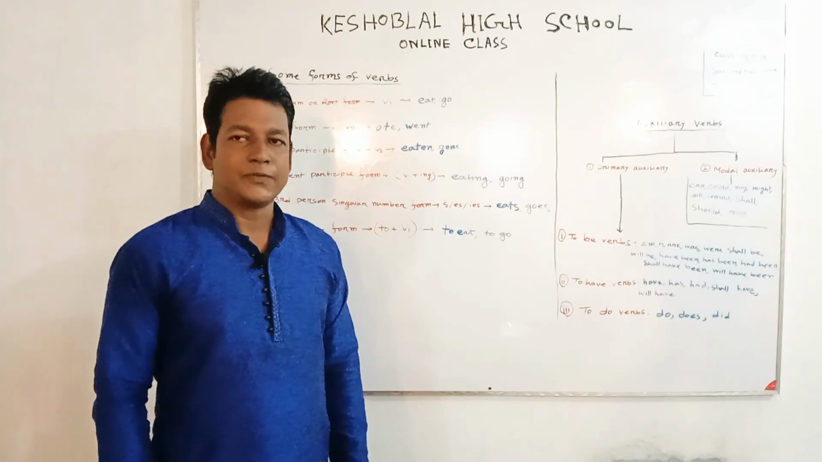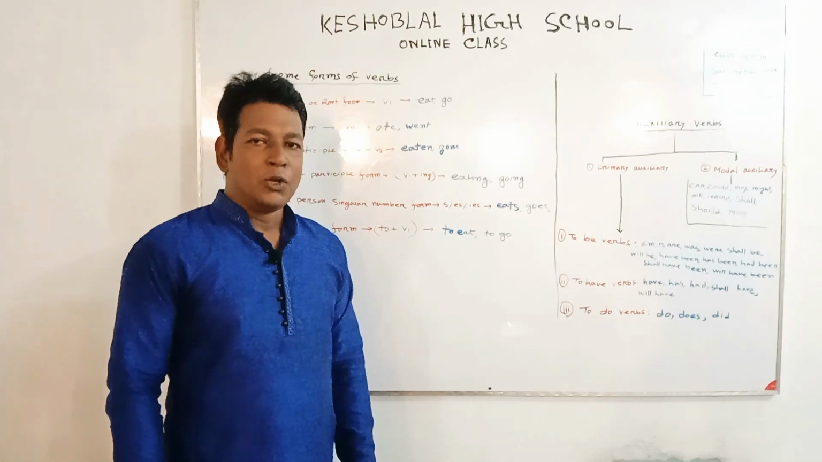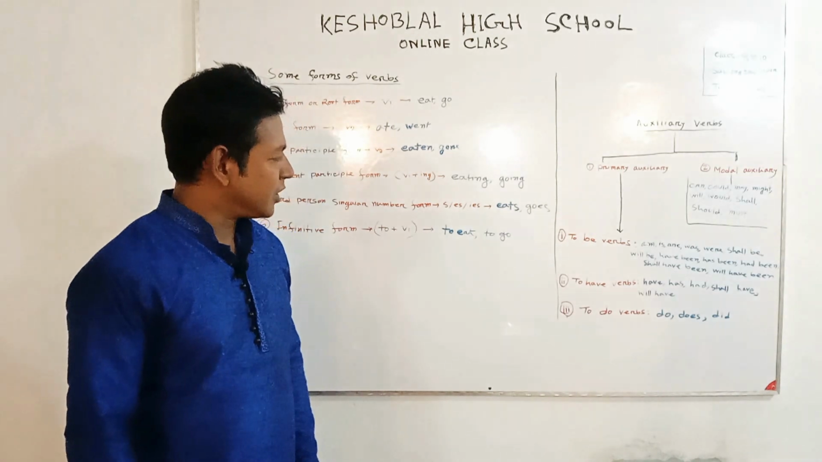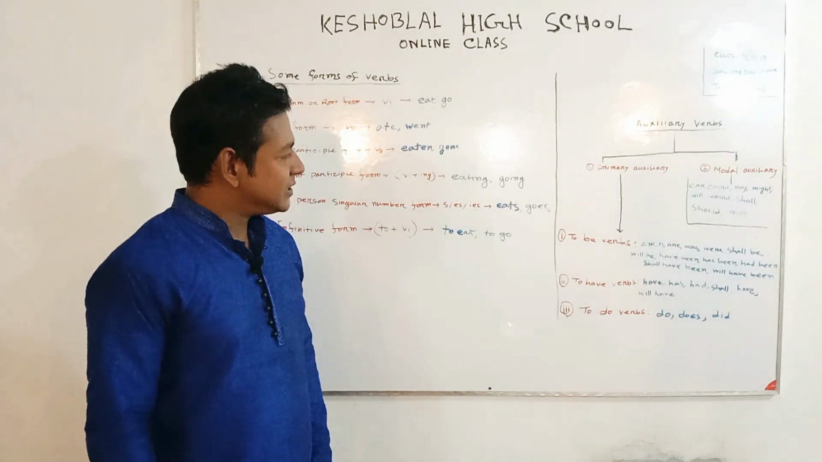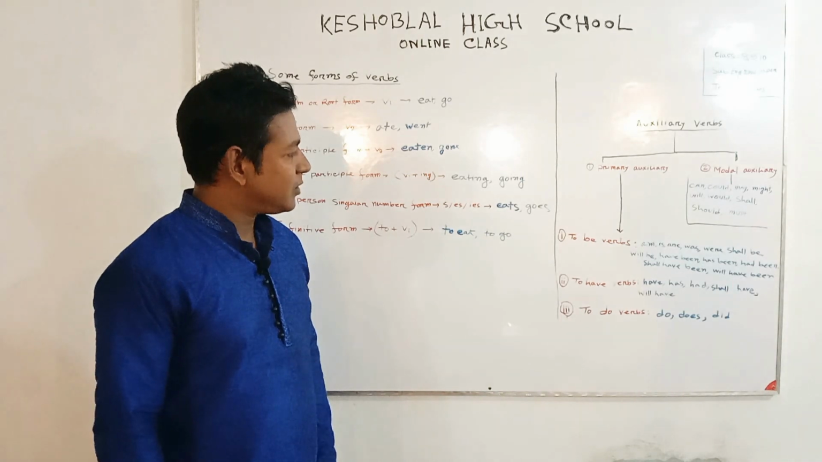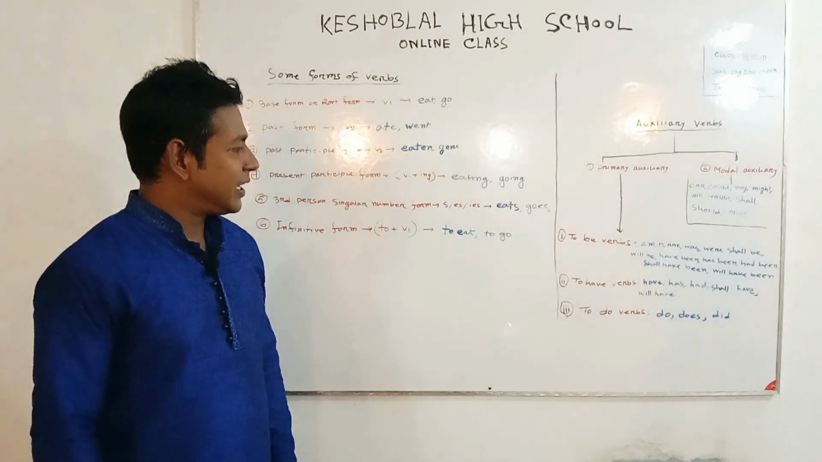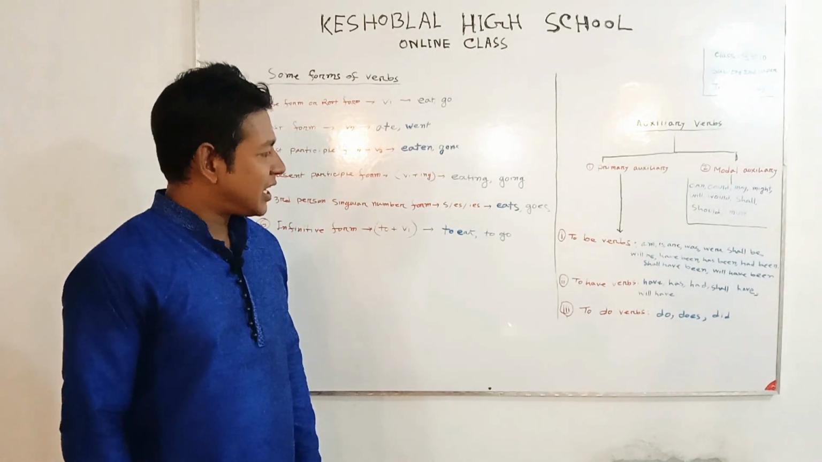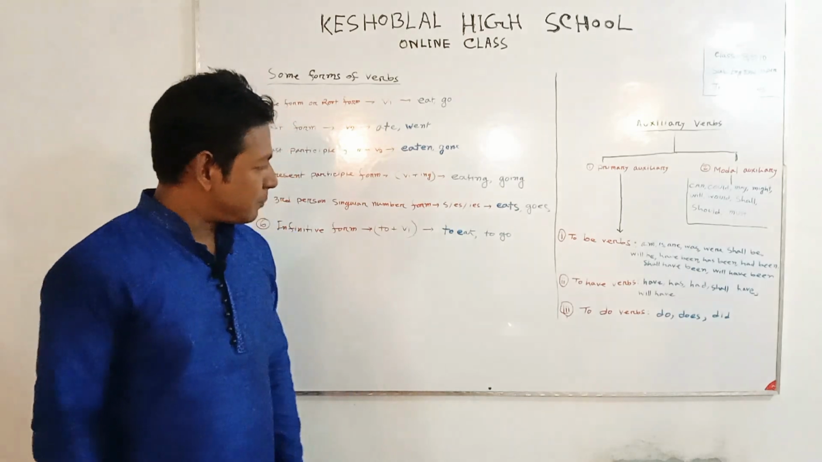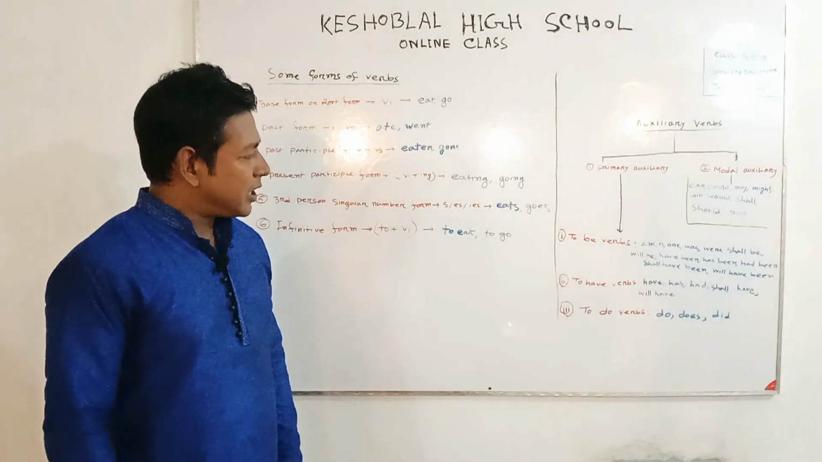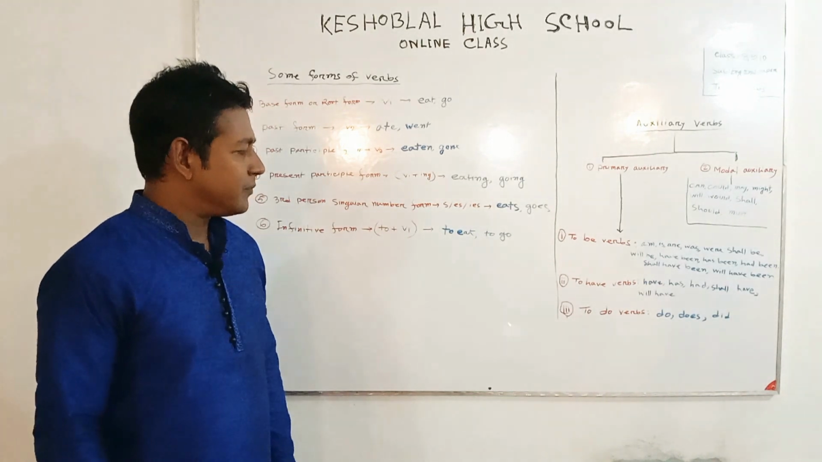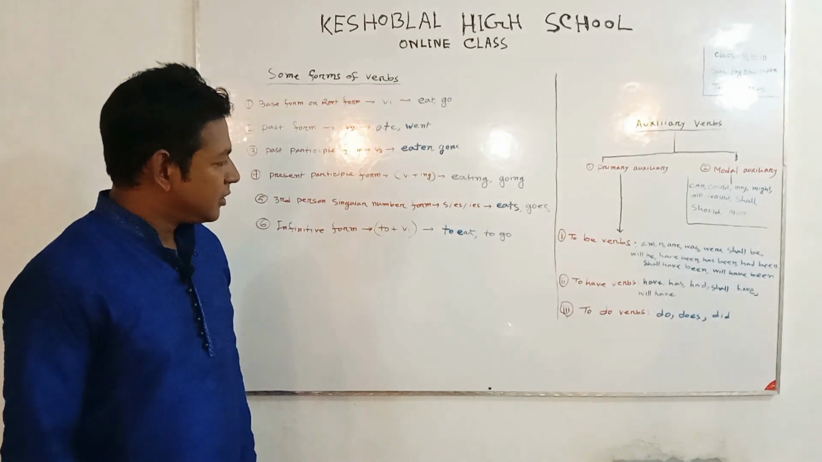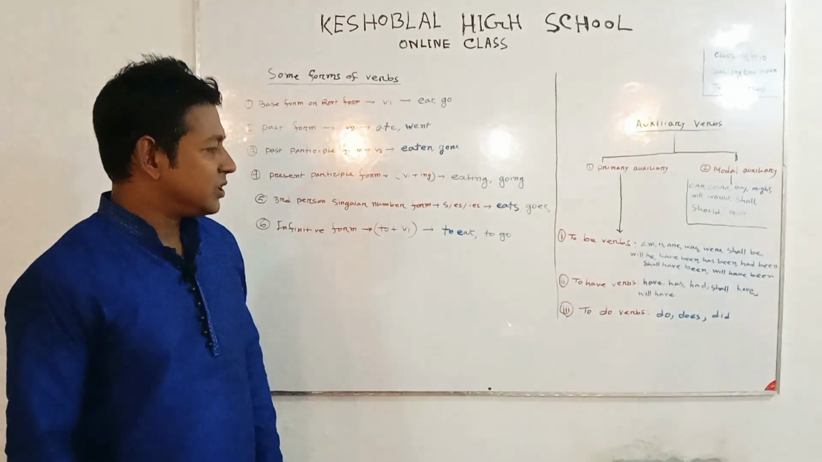Primary auxiliary verbs are of three types. Look at the board again. Number 1, to be verbs. For example, am, is, are, was, were, shall be, will be, have been, has been, had been, shall have been, will have been. Number 2, to have verbs. Have, has, had, shall have, will have. Number 3, to do verbs. Do, does, did.